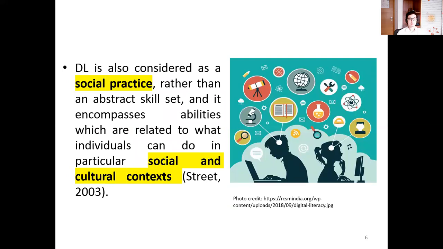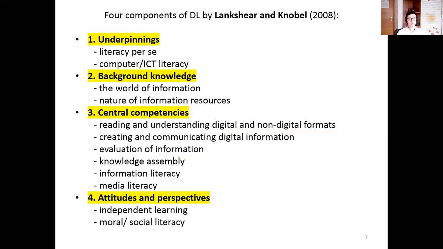Digital literacy is also considered as a social practice rather than an abstract skill set. It encompasses abilities which are related to what individuals can do in particular social and cultural contexts. Let's look at a model proposed by Lankshear and Knobel in 2008. In their model, there are four components.